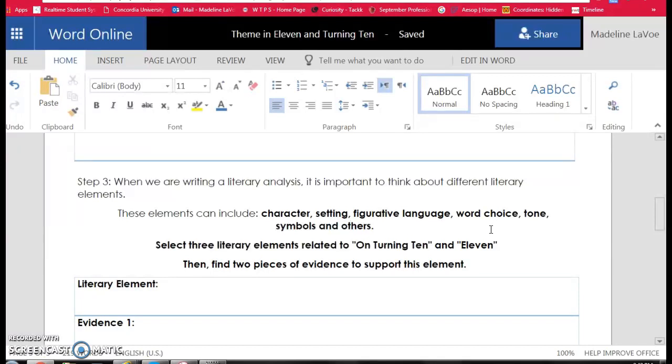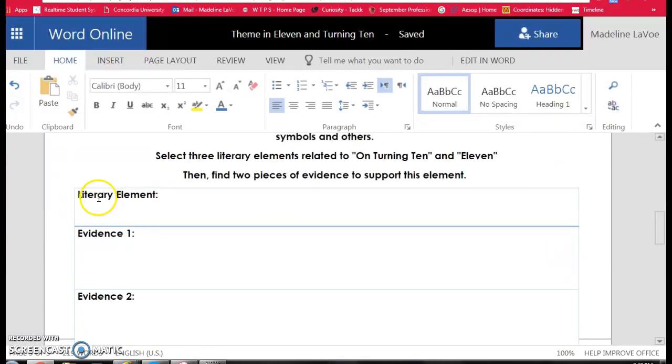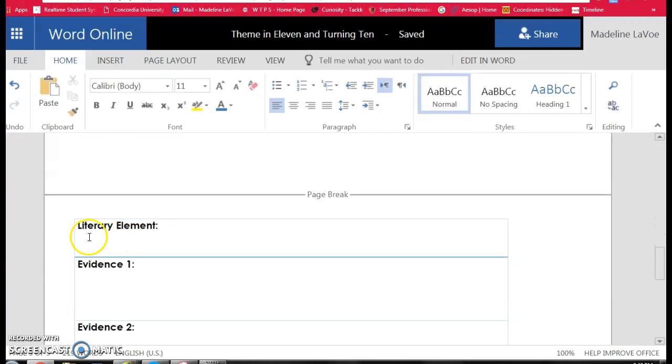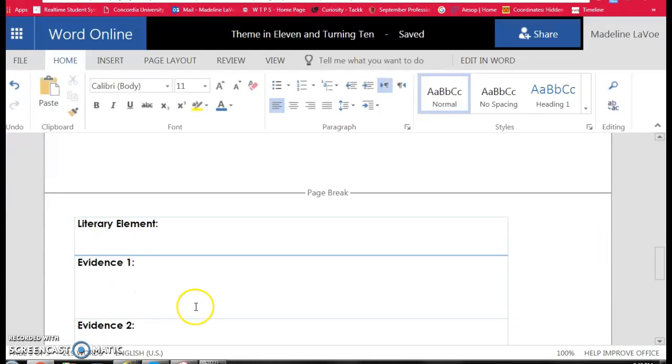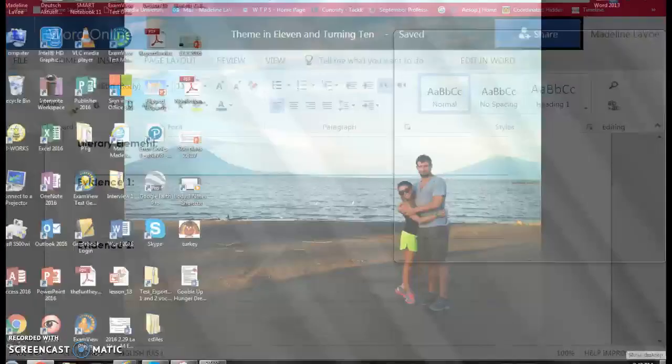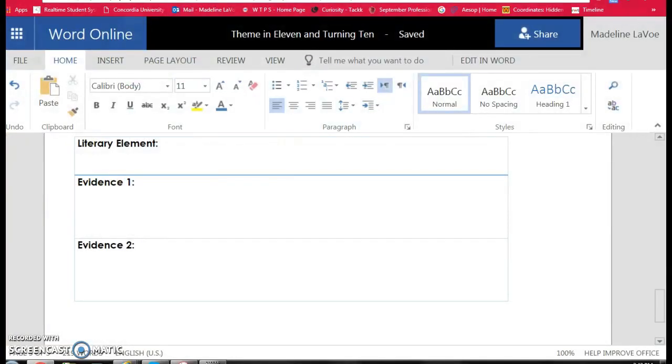Then you can use your SIFT organizer, or you can go back into the text to find two pieces of evidence which support that element. So on the bottom of side one, you have a place for your first literary element and then two pieces of evidence. And then if you flip over, you'll have a second literary element and two pieces of evidence. Third literary element, two pieces of evidence. Remember, we're going to be proving this theme, but we're thinking about similarities and differences between both of the texts.